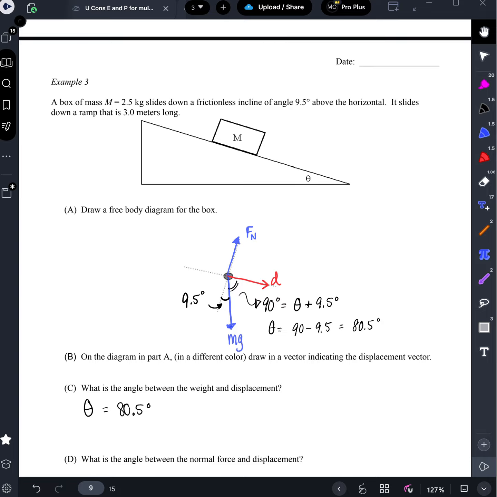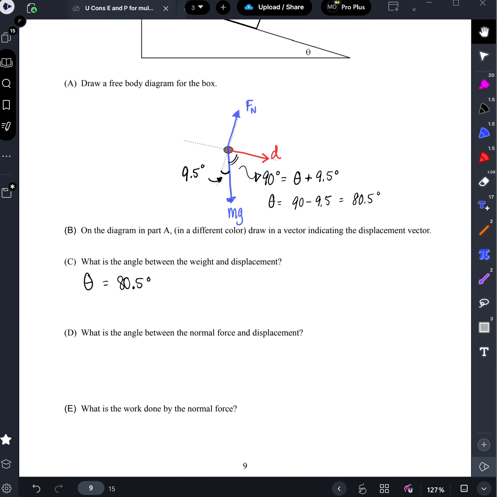Then we go to figuring out what's the angle between the normal force and the displacement. Well, that's kind of on the obvious side, because the normal force, by definition, is perpendicular to the ramp, and the displacement is along the ramp. So theta for gravity is 80.5, and theta for the normal force is going to be 90 degrees. So how much work is done by the normal force? Well, that's going to be 0 because they're perpendicular to each other. Woohoo!